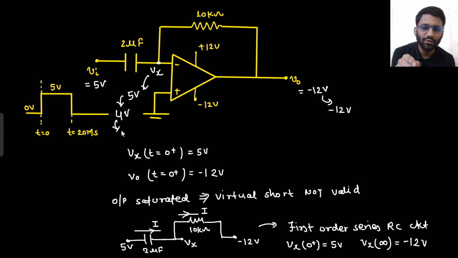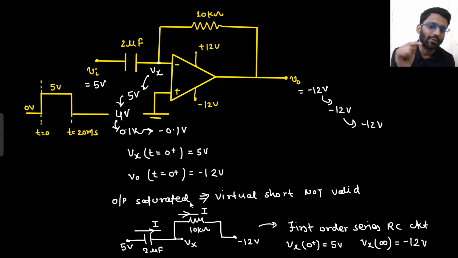Next moment it has moved to 0.1 volt. If here you have 0.1 volt, what will you have at V0? Minus 12 volt only. Why so? Because the negative node is at higher potential. At the next moment, let's just say it has moved to minus 0.1 volt. So what will be the output?